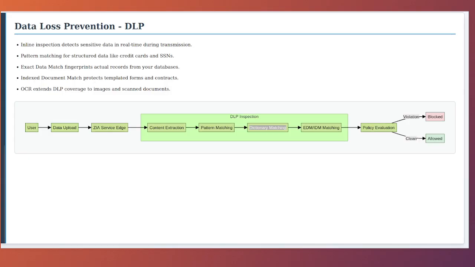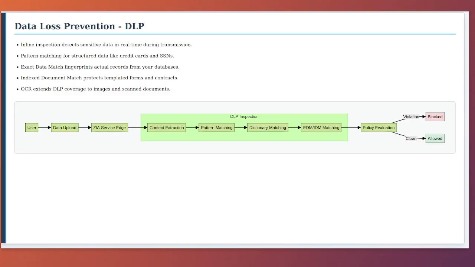Indexed document match, or IDM, fingerprints entire documents rather than individual records. This is useful for protecting forms, contracts, or other templated documents that contain sensitive information. When a document matching a fingerprinted template is detected, DLP can block its transmission. Optical character recognition extends DLP to images and scanned documents.